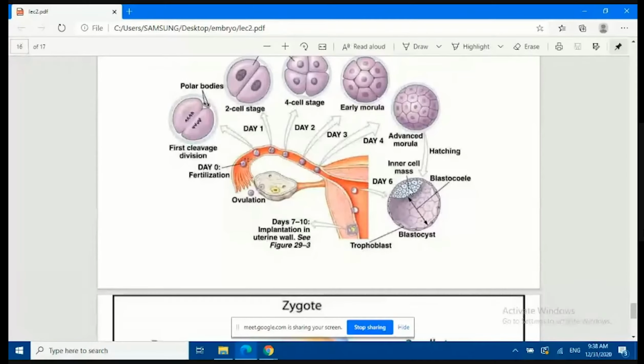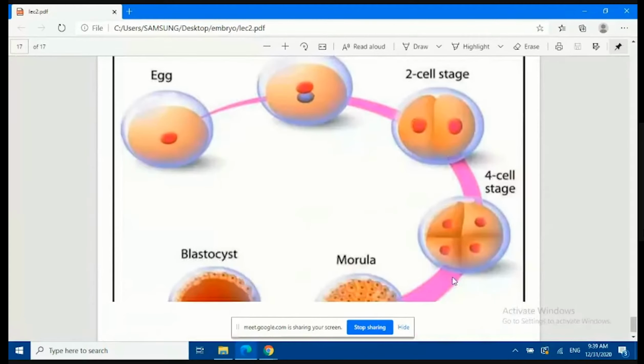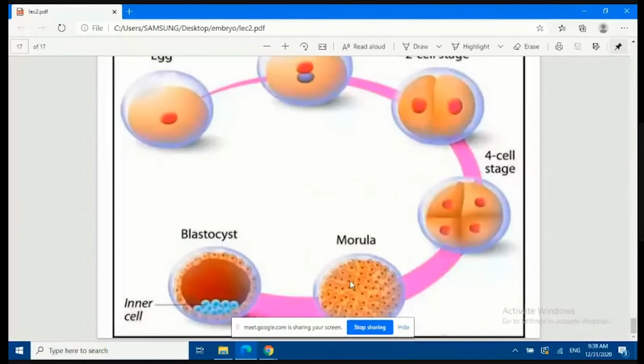Okay, now we have the inner cell mass and the outer cell mass that we call embryoblast and trophoblast, and we have a blastocele or blastocyst cavity. Okay, this is simpler. We have the egg, or let's say the ovum, will give rise to a zygote, and the zygote will give us the 2-cell stage, then the 4-cell stage. Later on it will be a morula. This morula will give rise to the blastocyst. The blastocyst is what will implant in the uterine wall.